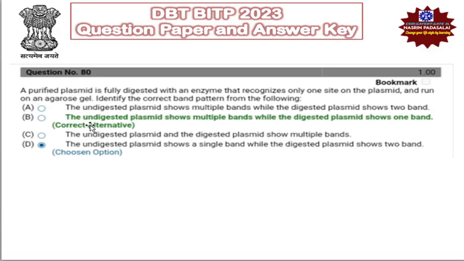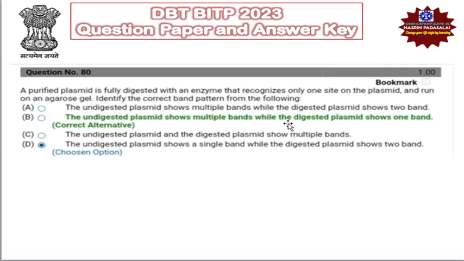How come? The undigested plasmid will be covalently closed in nature. DNA can exist in 3 forms: relaxed, supercoiled, or circular. If you take supercoiled, it will run fast in the gel, followed by the relaxed DNA and followed by the circular DNA. That's the reason why the undigested plasmid will show multiple bands.